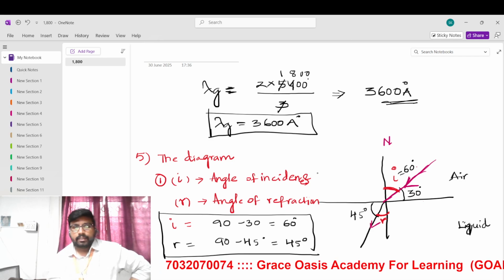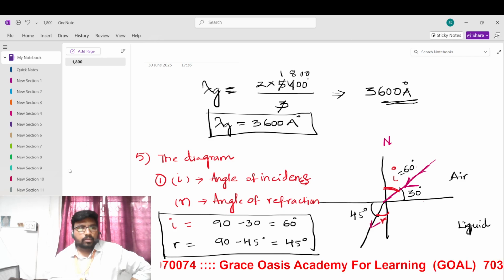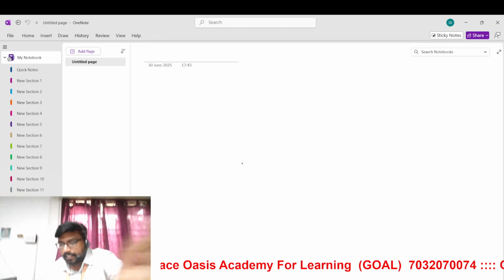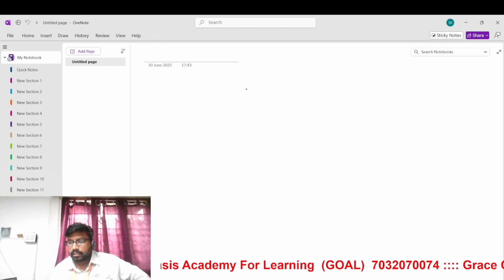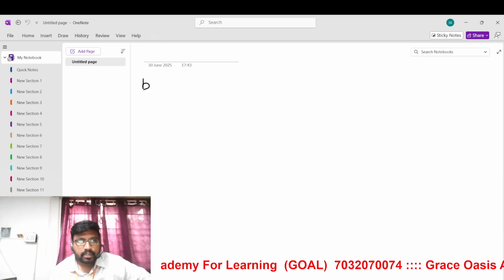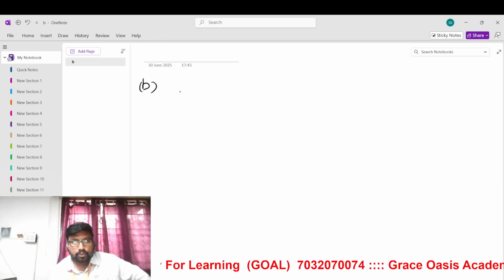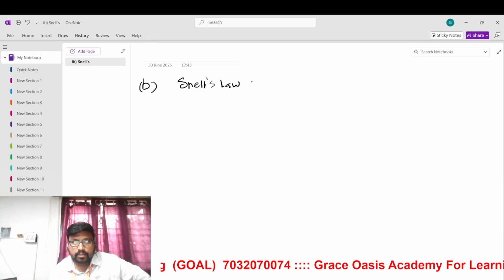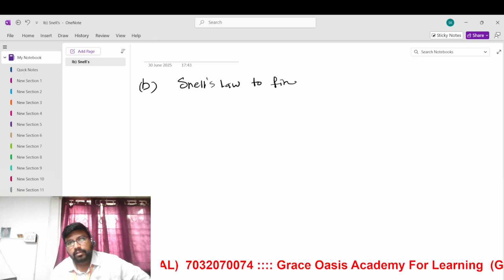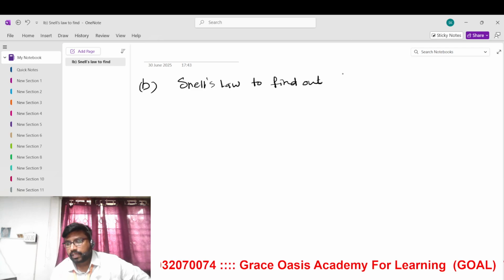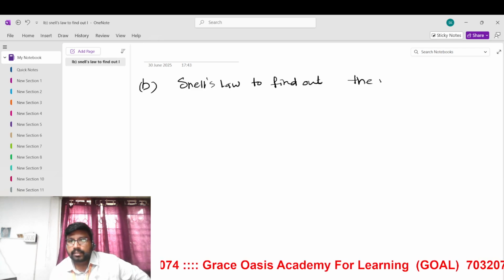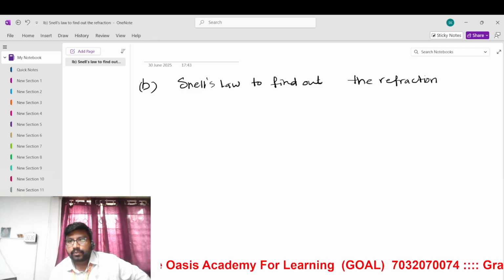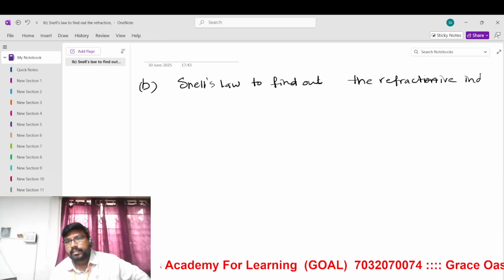Okay, next we'll go to a new section. Next question is in the same diagram. B part of the problem is: use Snell's law to find out the refractive index.